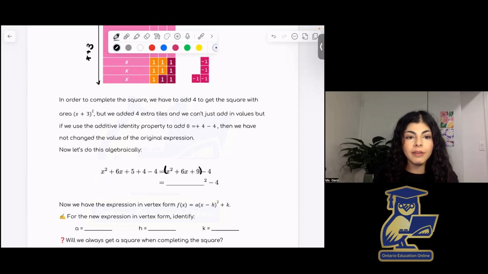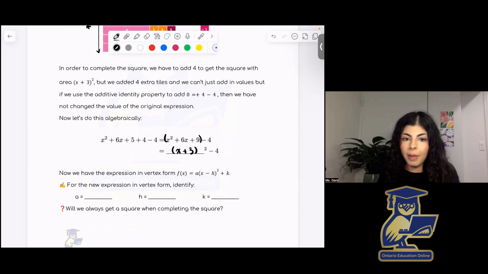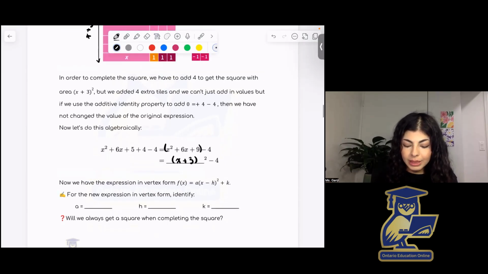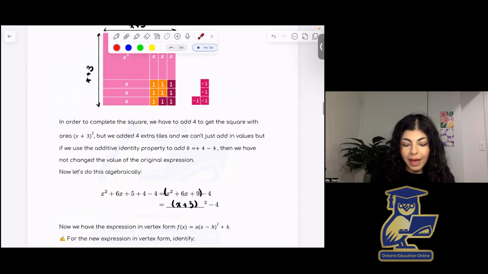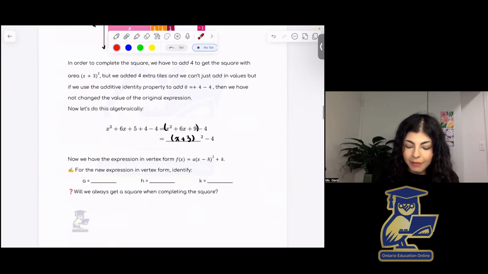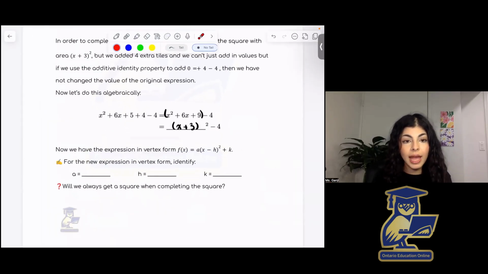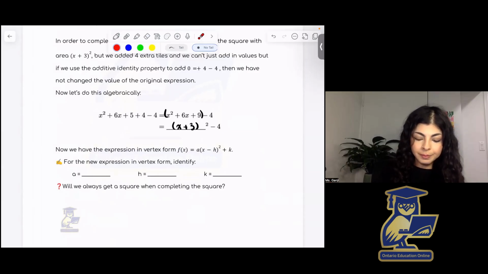So I've added 5 and 4 to create 9, and I keep that negative 4 there. Now, this will become x plus 3 squared, and that minus 4. And that was the same as the area of a square with side lengths x plus 3, which will be x plus 3 squared, and we had that minus 4 there. So we have a complete square with a bit of remainder, which is okay, because now we have our vertex form in the expression f of x is equal to a times (x minus h) squared plus k.